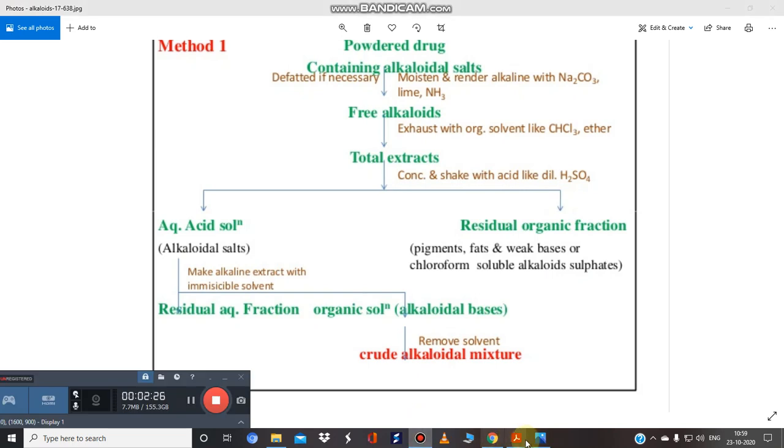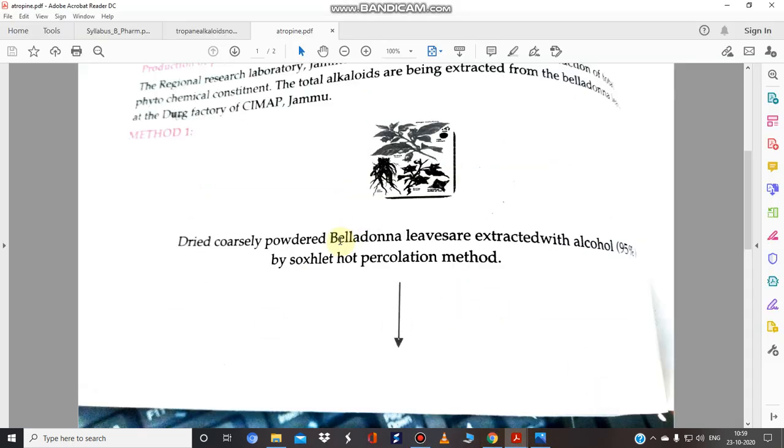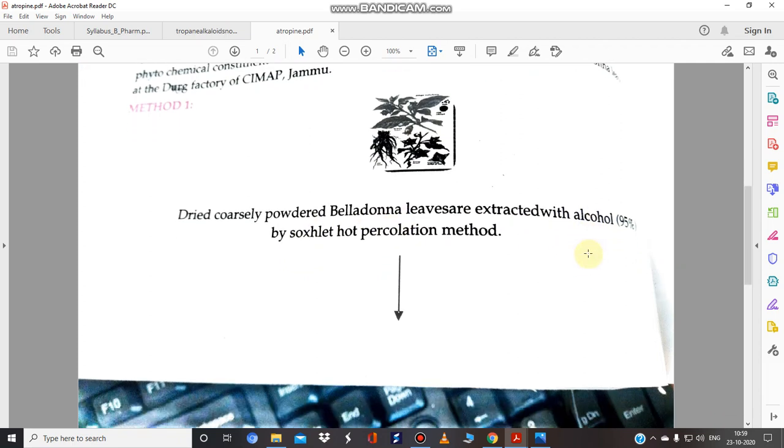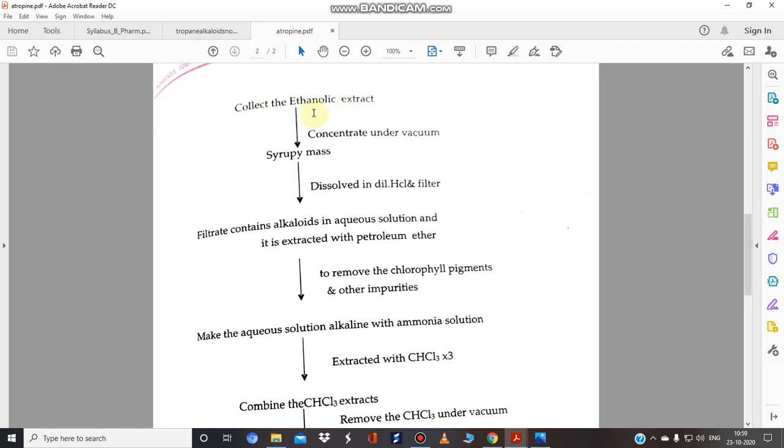We will see another procedure that is important, that you have to remember. This is again a very simple procedure. We use the belladonna plant, Atropa belladonna. Dried coarsely powdered belladonna leaves were extracted with alcohol using Soxhlet extraction. We have covered Soxhlet extraction many times. Over here we will use 90 to 95% alcohol. After the extraction, we collect our ethanolic extract, concentrate it, and obtain a mass. This was treated with HCl.